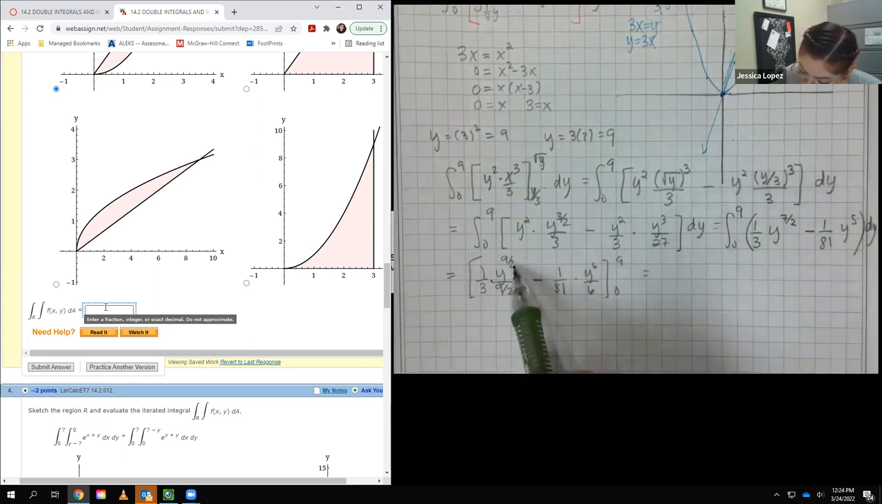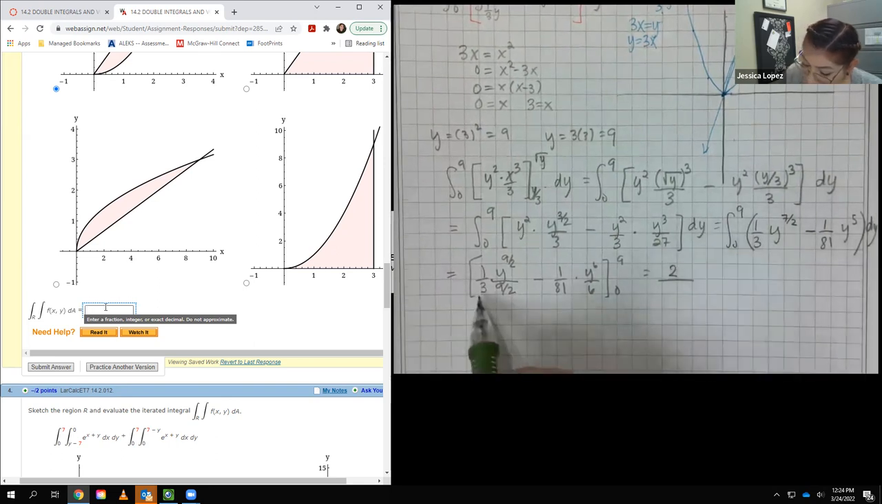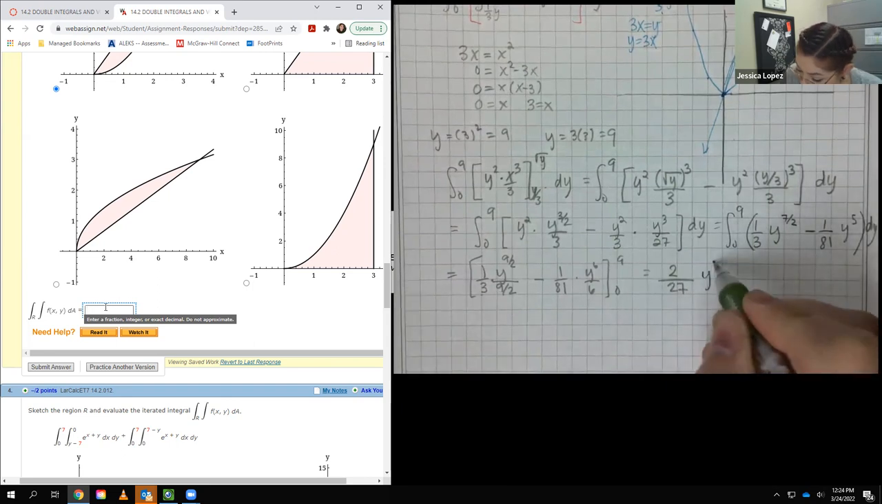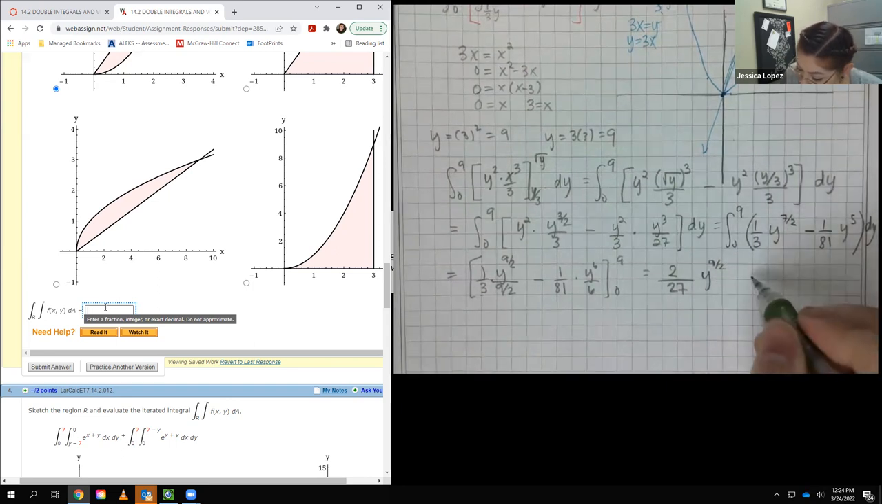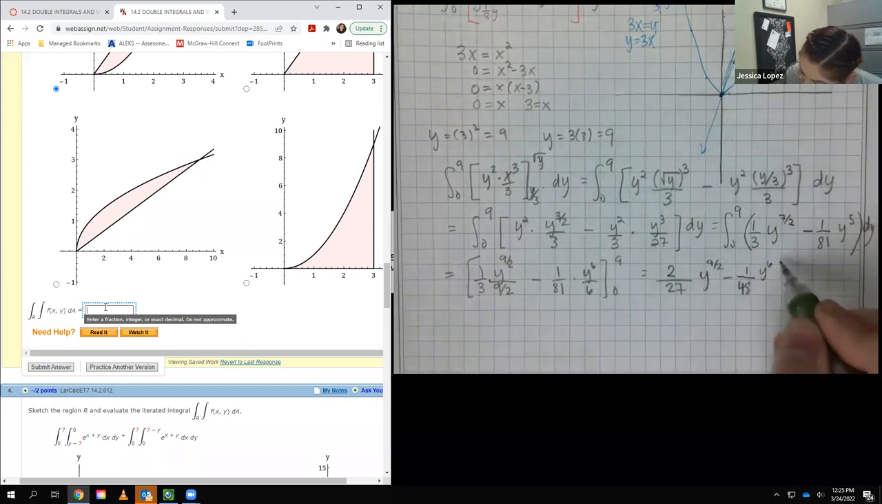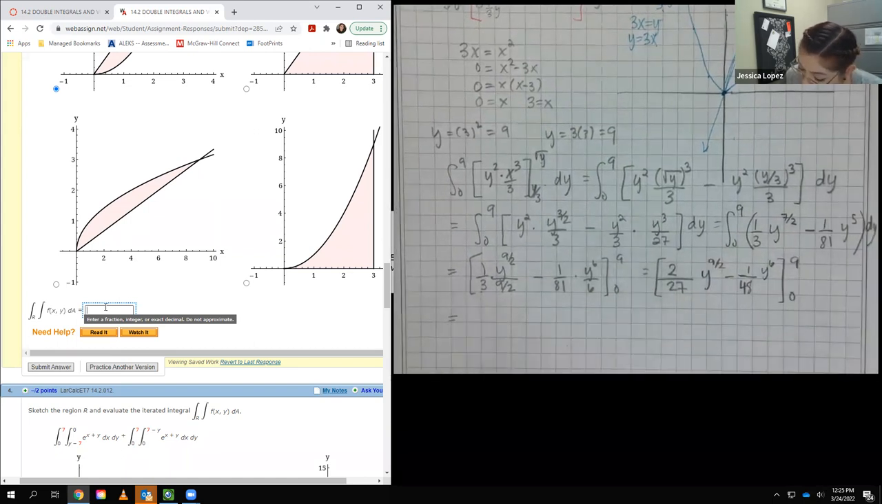So if I flip this over, the 2 is going to go on the top, and the 3 times the 9 is 27. And then y to the 9/2 minus y to the 6. What is 81 times 6? Again, I could probably plug it in my calculator, but I'm not. I like to just do it on paper.